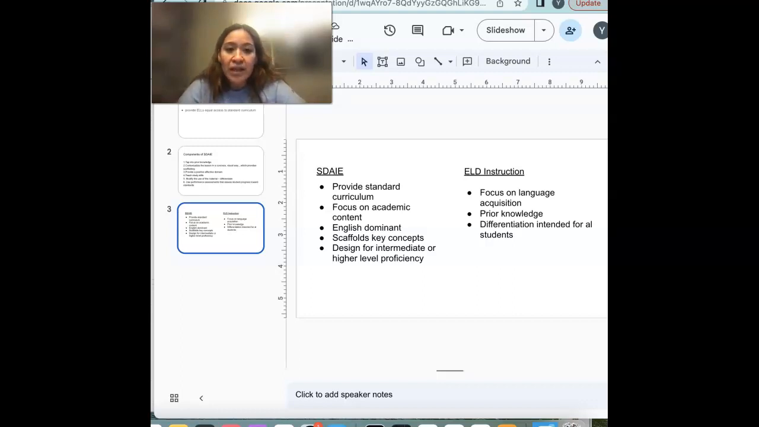SDAIE instruction in my classroom looks like providing instruction that will be connecting the lesson with background knowledge to help my students understand the lesson better, using KWL charts to help students through their learning process. I also often pause and check for understanding. I use a voice amplifier and speak slowly and clear, which also helps my students with auditory processing deficiencies, providing one-on-one guidance and modeling as needed. This is all that I have for this week's journal.